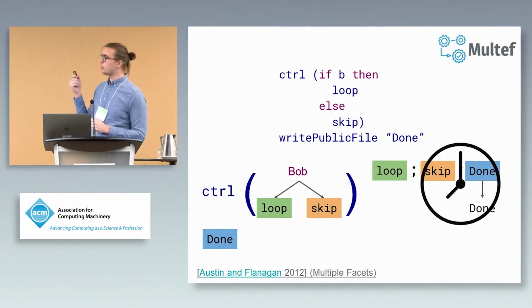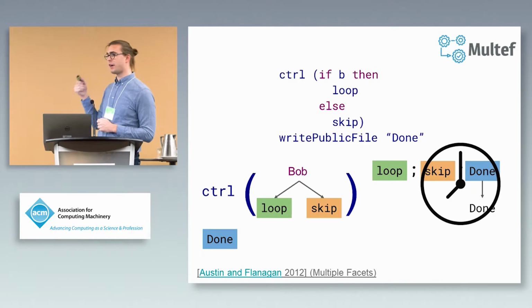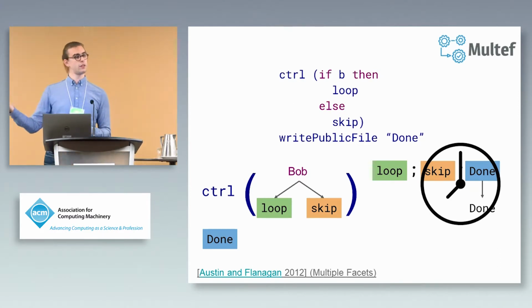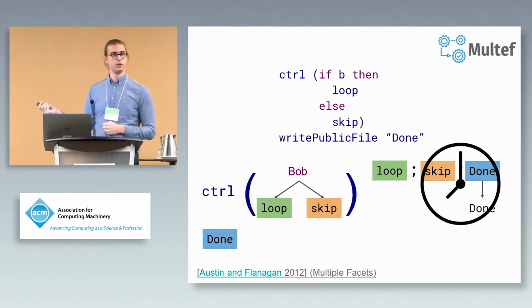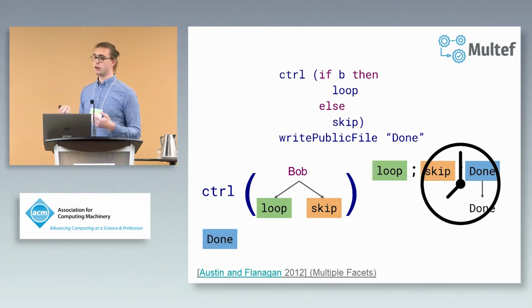Now, observe that depending on the real value of B, the value that you get to see if you're Bob, the write to done will either happen or not happen. This means that an attacker observing the public output on the public file will be able to tell something about the secret B depending on whether or not this program terminates.